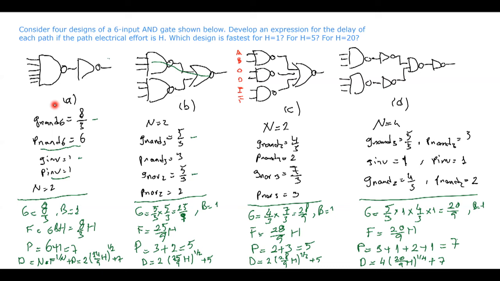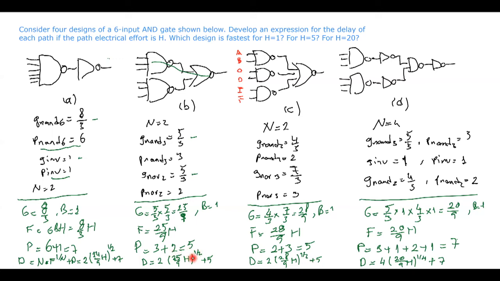I cannot make an immediate comparison of these two, so what I'm going to do is compare B and C easily. We see that they have the same parasitic effort of 5. If you look at the expressions, this is 2 times the square root of 25/9 h, and this is 28/9 h. So everything is the same, but the expression within the square root is different.